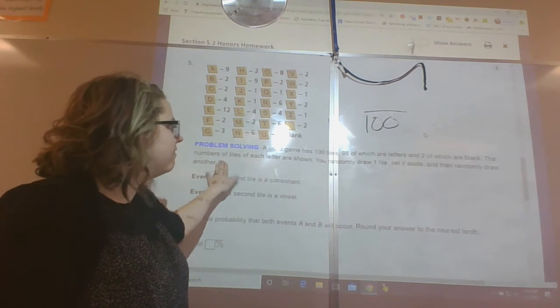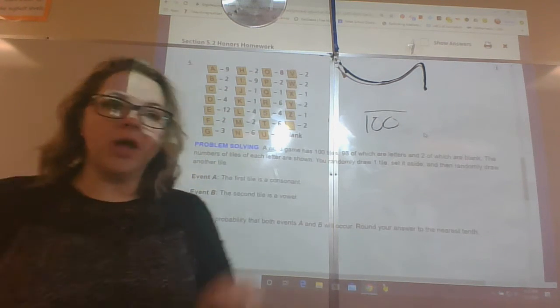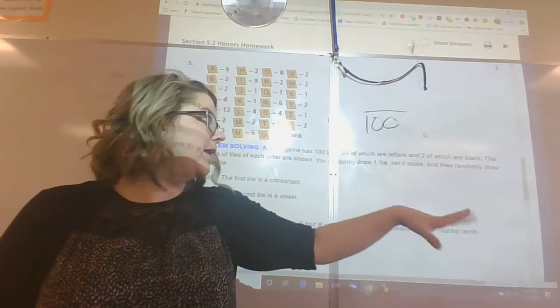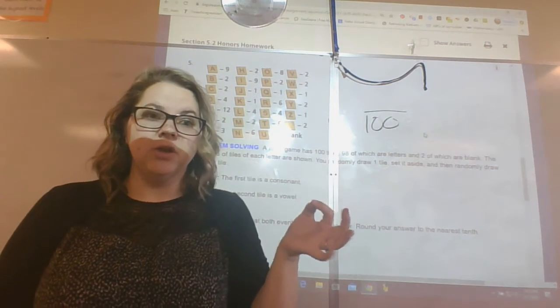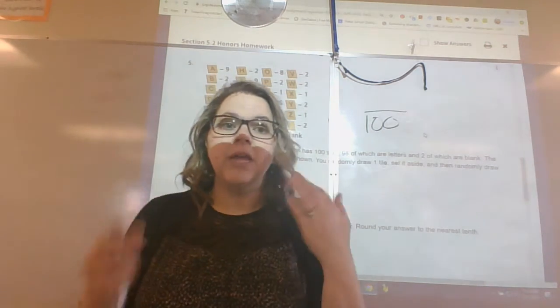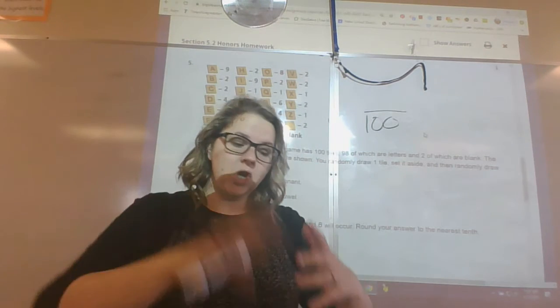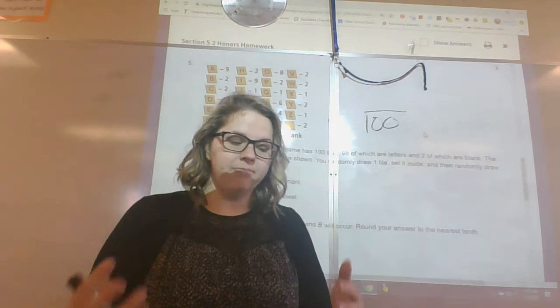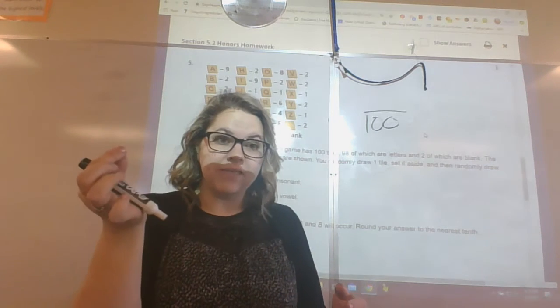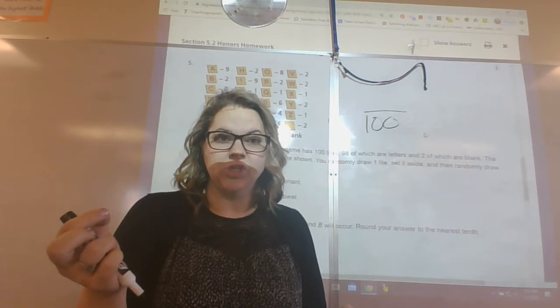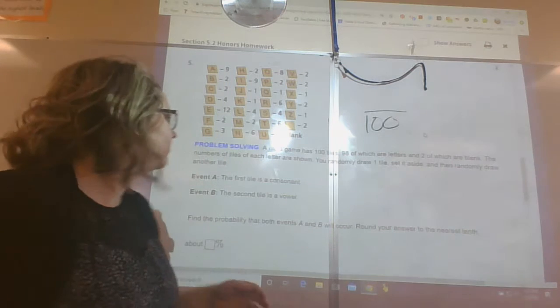Here's what we have. You randomly draw one tile and then set it aside, then draw another tile. That is really important to know because that changes our sample space for that second draw. So the first draw, I have 100 tiles to choose from. And then when I go in to pick my second tile, I only have 99 to choose from. So that's important to remember.